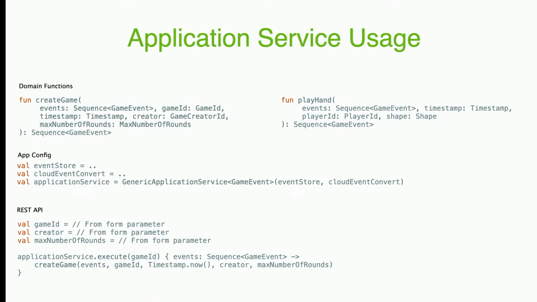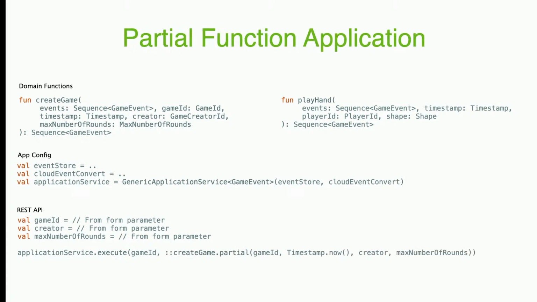What else? Oh, yeah. What if you don't have a command? It's the same thing. If your functions look like this, you don't have a command. You instantiate your stuff, but instead of instantiating your command, you just call the create game function in this case. And again, you can create a partial function like this. Pretty cool.